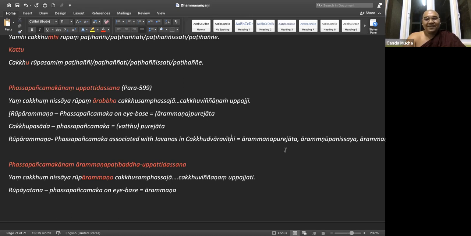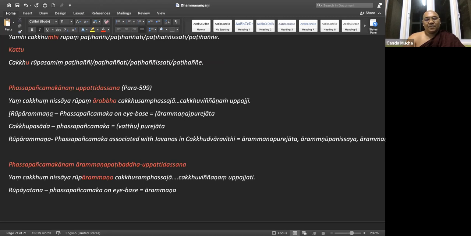Surely. It will be the same. In that case, Cakkhu-pasada... the Rupa-arammana supports it. So in that case, Arammana Purejata. Yes.